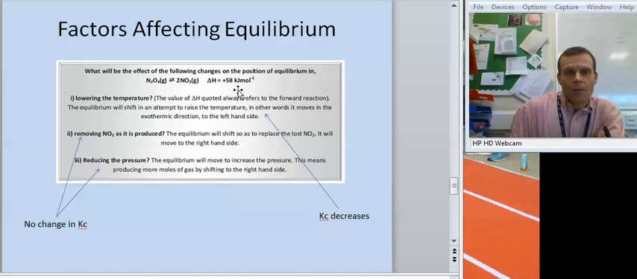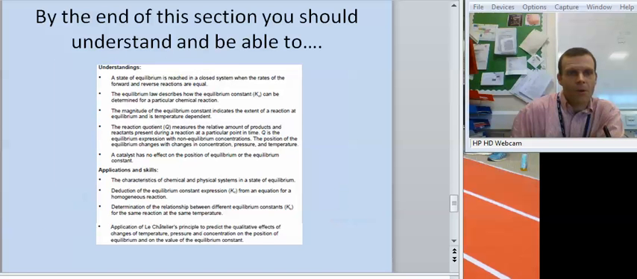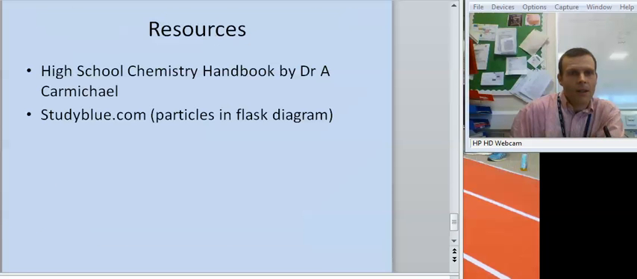Here's another example. You can have a look at this. You can see what the effect of lowering the temperature is and what happens if we change these conditions, remembering of course that Kc values will change with temperature, but everything else will not affect the value of Kc. That's what we've covered. There we go.